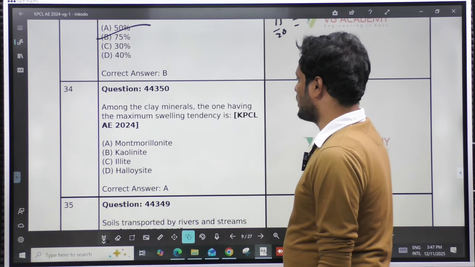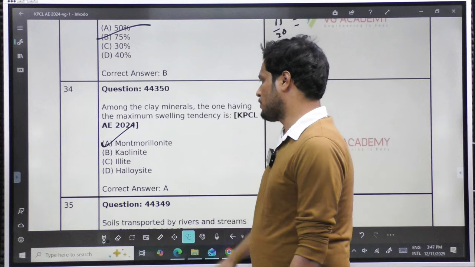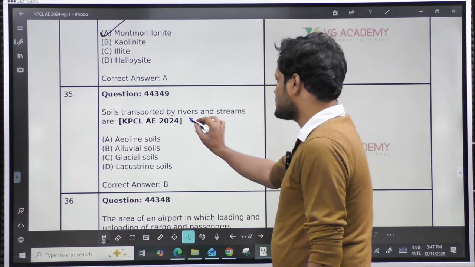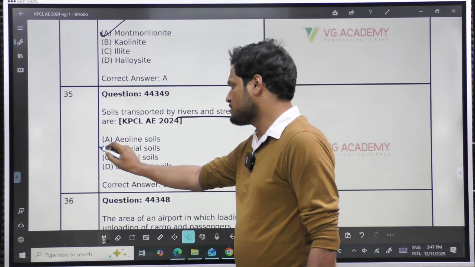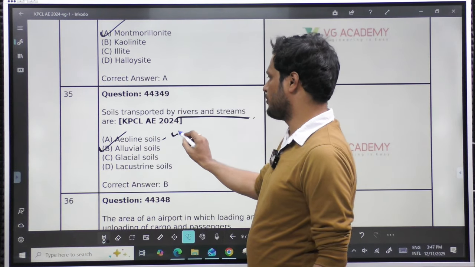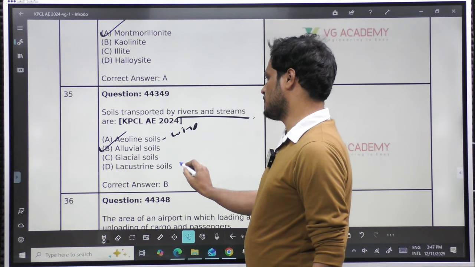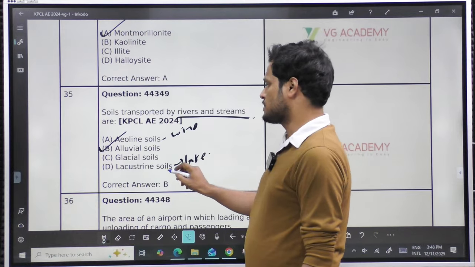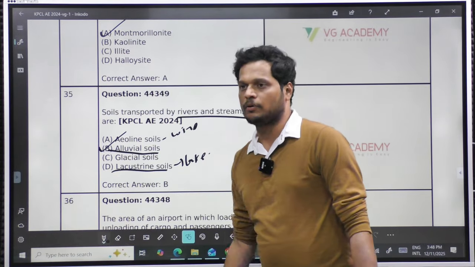Among the clay minerals, the one having maximum swelling is montmorillonite. Soil transported by rivers and streams: for flowing water we get alluvial soils. This is for wind, this is glacial, and this is for lake, lacustrine. This is for static water and this is for flowing water, alluvial.